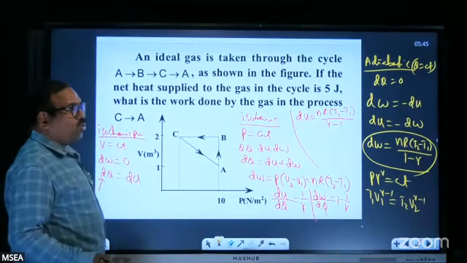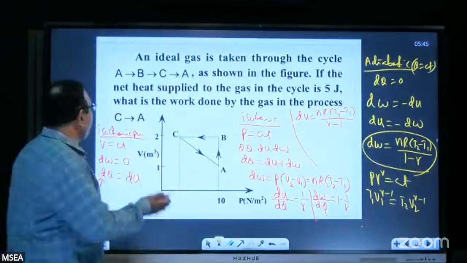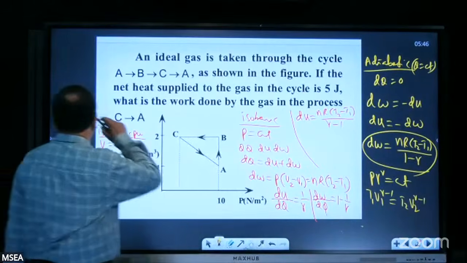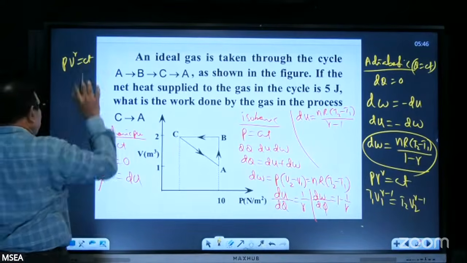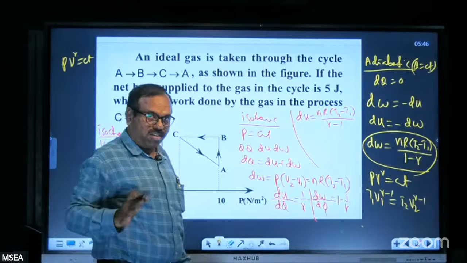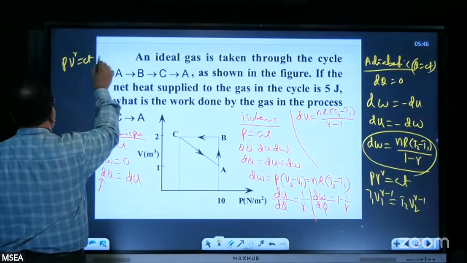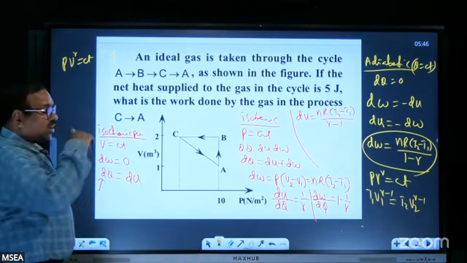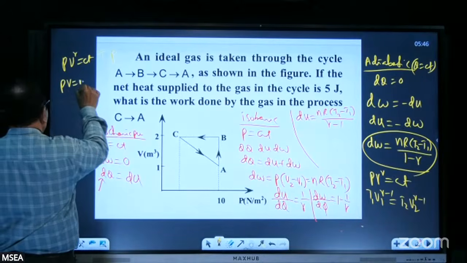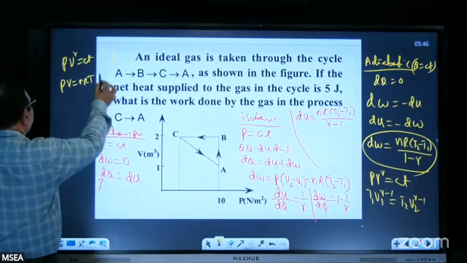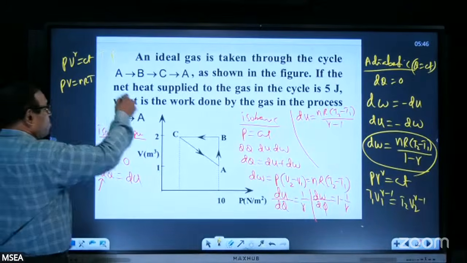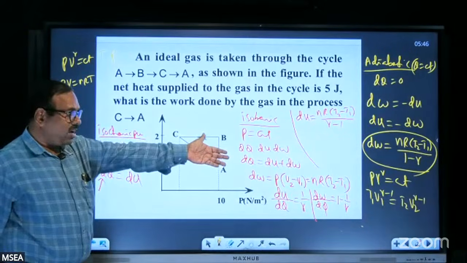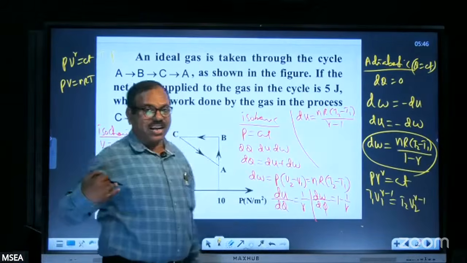For example, if you want to know the TP relation or the TV relation, you need not remember the relation. If you remember this one, for example, in an adiabatic process PV to the power of gamma is constant. If I am asking what is the relation between temperature and pressure, we use the ideal gas equation, PV is equal to nRT. Then from this we get the TP relation, or if you want the TV relation, we get that also. You can remember this formula, or you can get it from this.